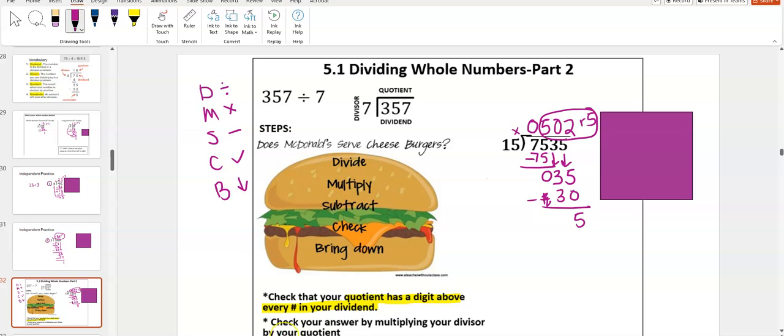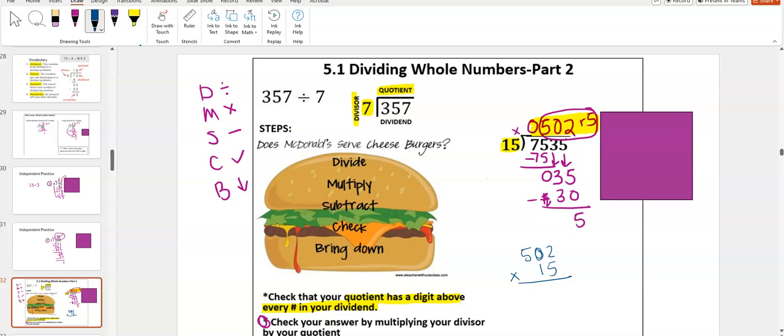Now, down here, it says that I should check my answer by multiplying my divisor by my quotient. So if I multiply this number on the outside by the number on top, I should be able to double check my answer. Okay, so we're going to do that really quickly, and it's just a double check to make sure I did it right. So we're going to do 502 times 15, and then we'll add on that extra 5 at the end. And if we get our original dividend, then we know we did a good job.